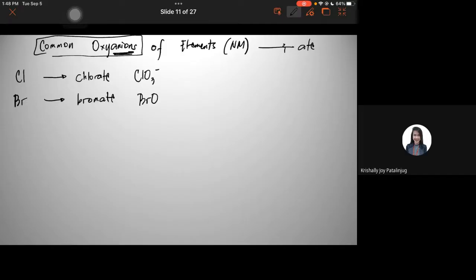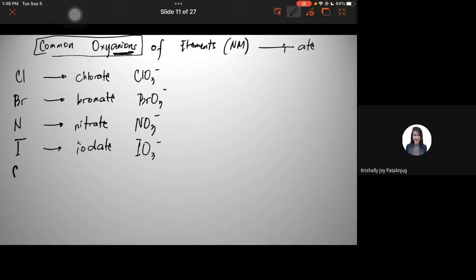And bromate has the ion form BrO3. What else? Nitrogen, diba, that is nitrate. So its common oxyanion is NO3 negative. What else? Iodine, that's iodate. Okay, and its common oxyanion, IO3 negative.